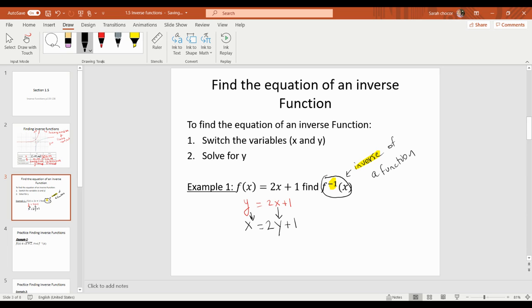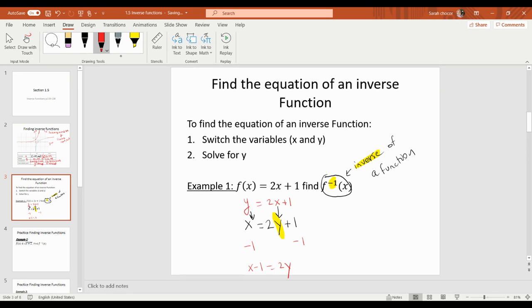Now, second step, we want to solve for y. So I want to get y by itself. So I'm going to do everything to solve for y. So I'm going to subtract 1. X minus 1 equals 2y. And to get y by itself, I'm going to divide by 2. So y is going to equal x minus 1 divided by 2.